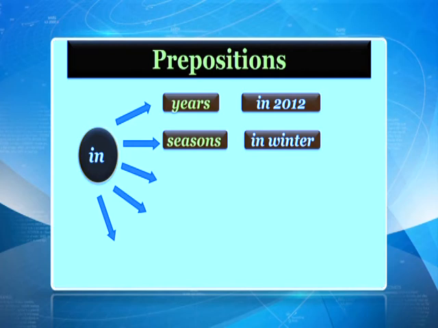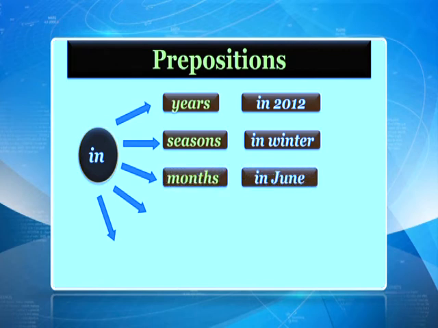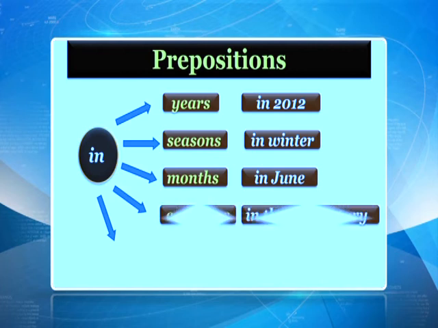Number two, we use in when we talk about seasons. Seasons like what? Like winter, we have 4 seasons: winter, summer, spring, or autumn. Again, what else? We use it before month. When I say in January, in May, in February, so these months, normally when we talk about months, we use in.